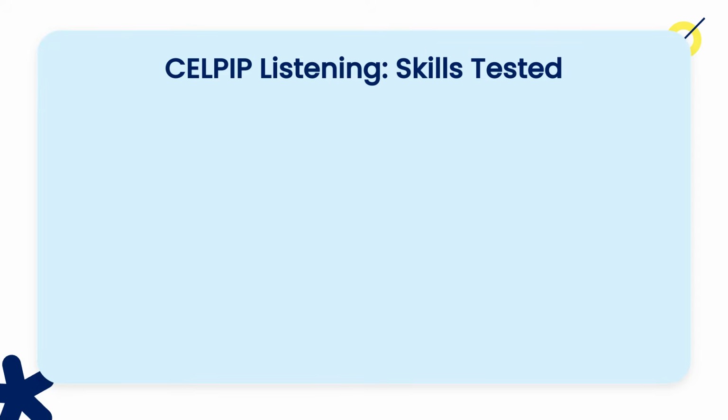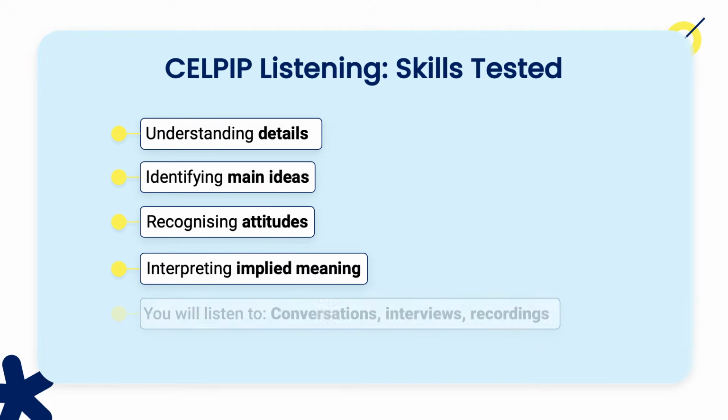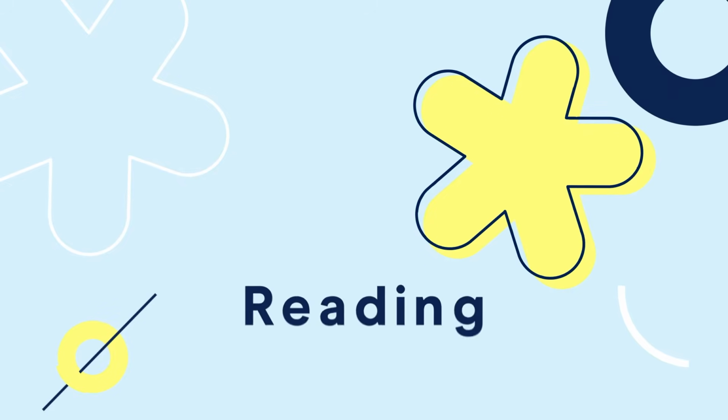The listening section checks if you can understand details, main ideas, attitudes, and implied meaning in conversations, interviews, and recordings. Here's a tip for the listening section. Focus on the speaker's attitude and intention in the audio, not just the words they say, but how they say them. Next section, reading. The time allotted for the reading test is 43 to 56 minutes.